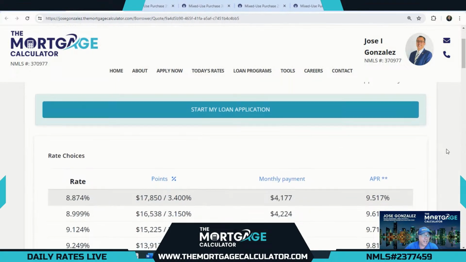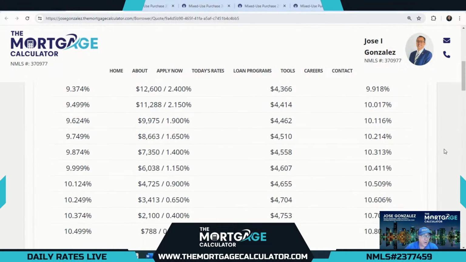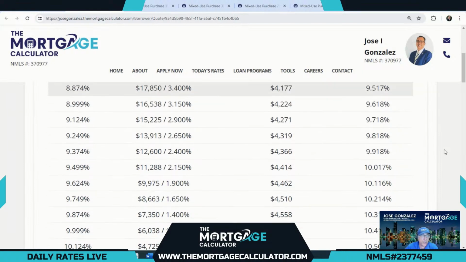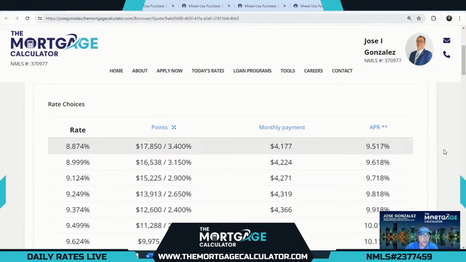So here at a 760, our lowest cost option is 10.499 at a cost of 0.15. And our lowest rate option, 8.874%.